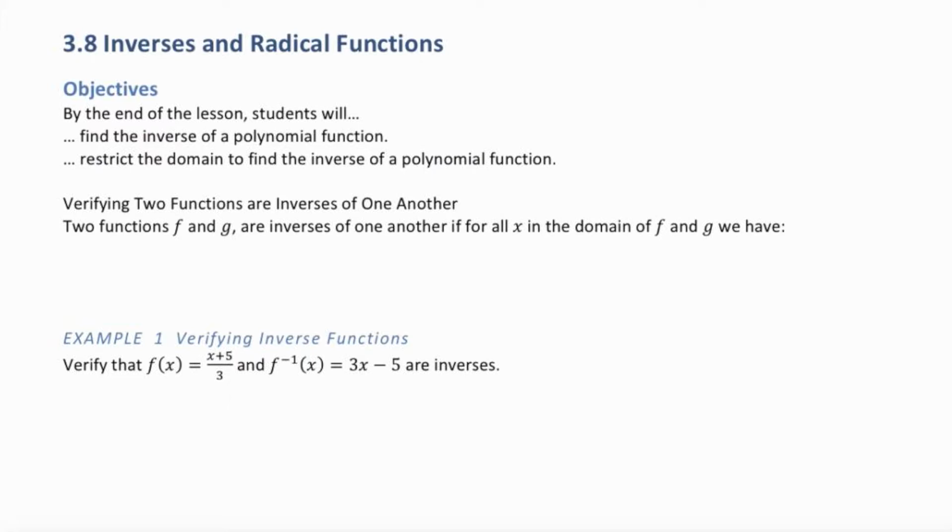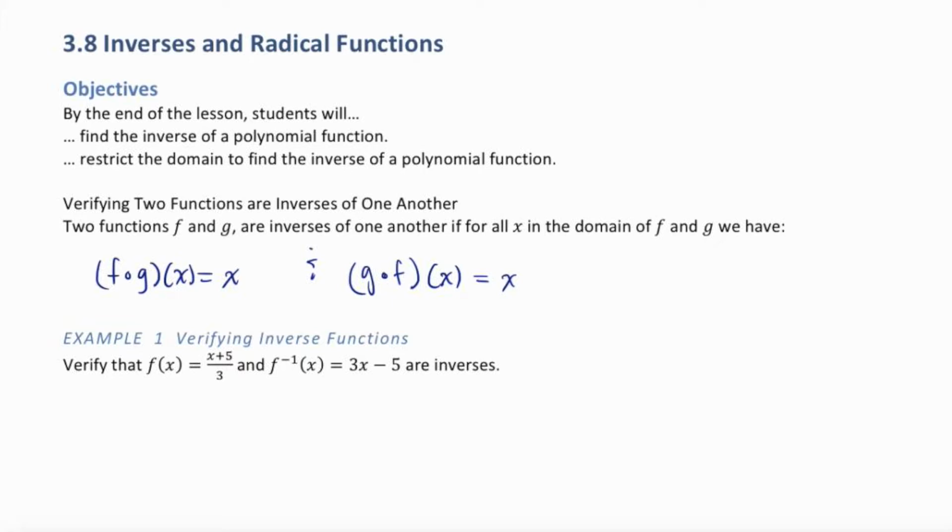First, let's recall what it means to verify two functions are inverses of one another. We have two functions f and g, and we say they are inverses of one another if for all x in the domain of f and g, we have f of g of x equals x, and g composed with f of x is also equal to x.